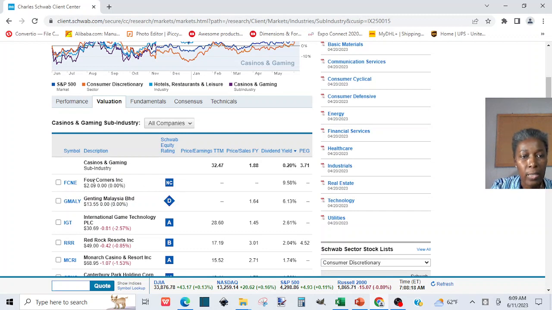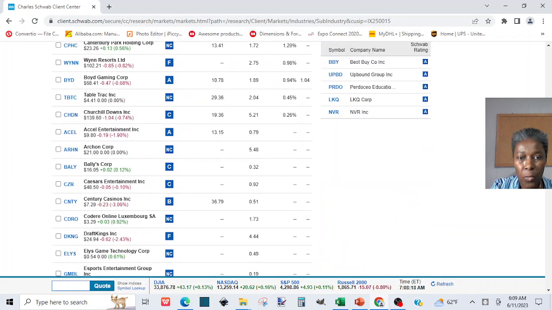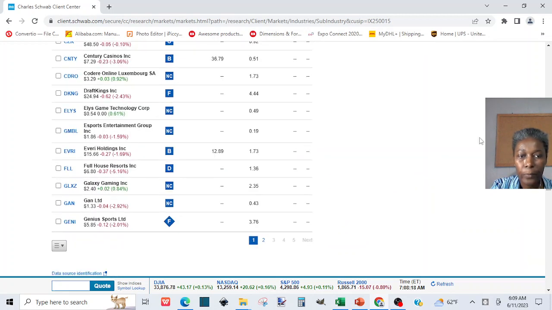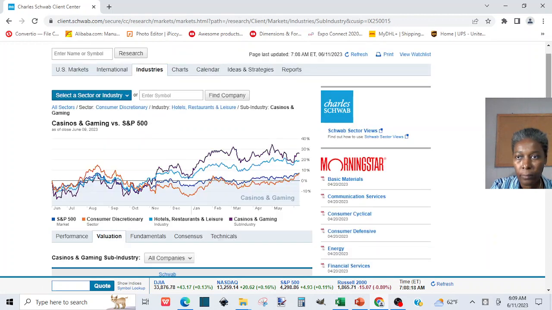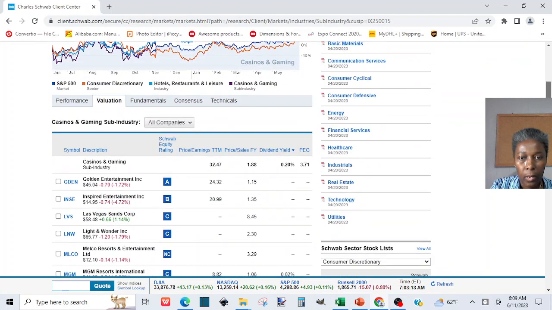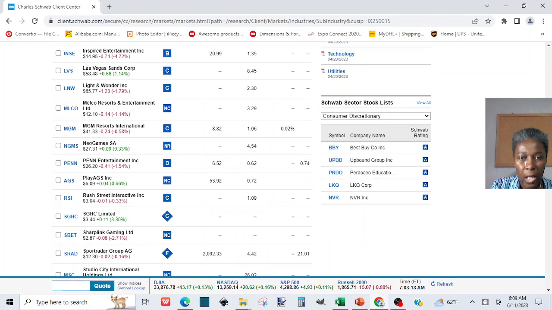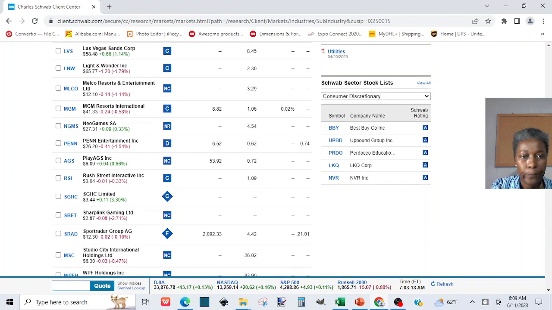The first one is Four Corners INC. So you'll put the company's name in your spreadsheet, the price $2.09, the stock symbol, and the dividend yield. You'll add that information in your spreadsheet, and we are going to scroll down to see if we have more pages. We do have the second page as well, and we do not have any high dividend rate here.